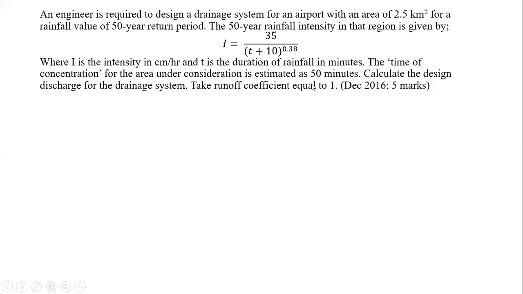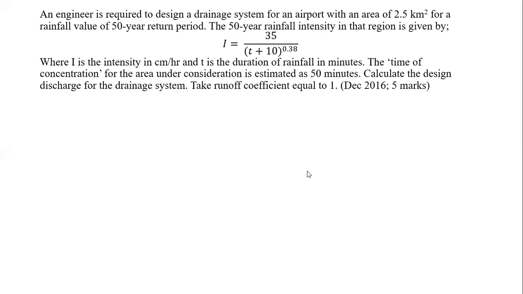Take runoff coefficient equal to 1. Here they have given us the runoff coefficient as 1. Means for C they had given, then I is given, area is given. It means that we have to go for the rational method, that is Q is equal to CIA. C is given as 1. For finding the I, they had given the formula and time period also given, and area is also given to us. So it's also a simple one. It was asked for 5 marks.